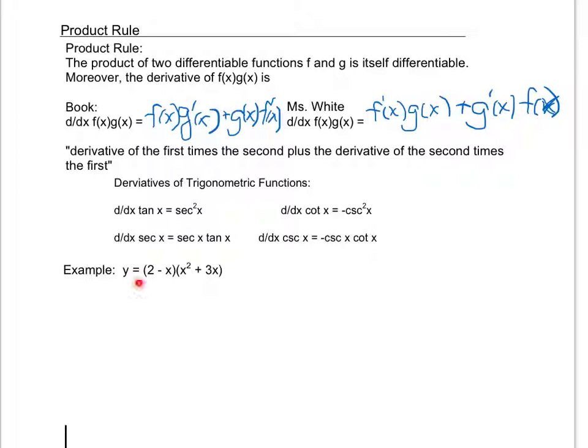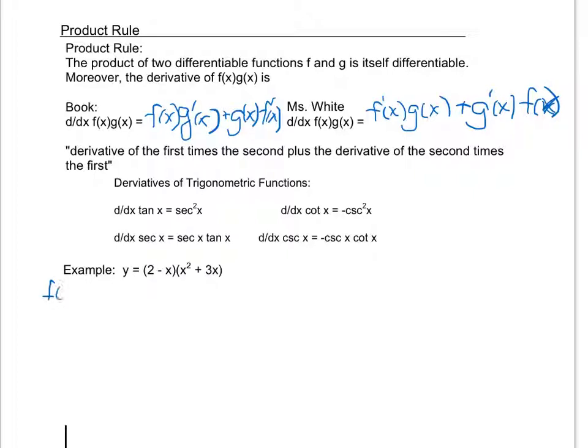So let's say, for example, I have this function here, 2 minus x, times this function here, x squared plus 3x. If I want to find the derivative of this function, the first thing I'm going to do is list what I need in order to use my formula. My formula tells me I need the derivative of the first function, the second function, the derivative of the second function, and the first function.